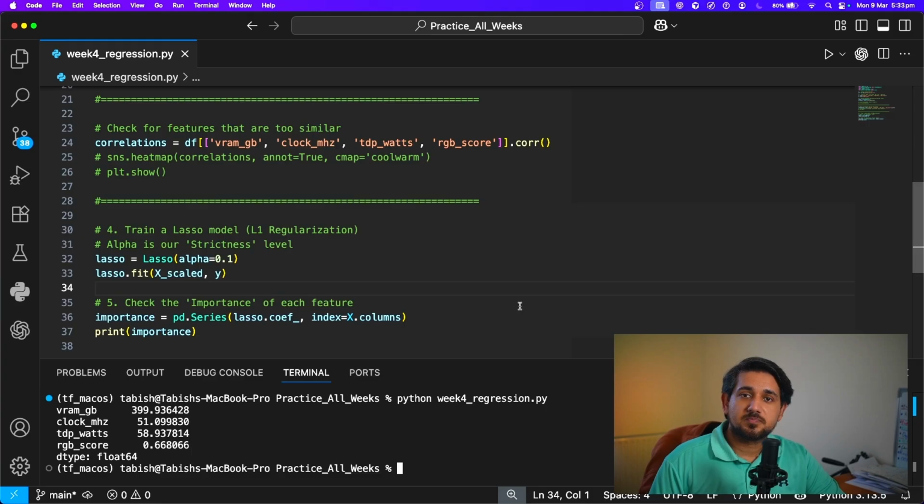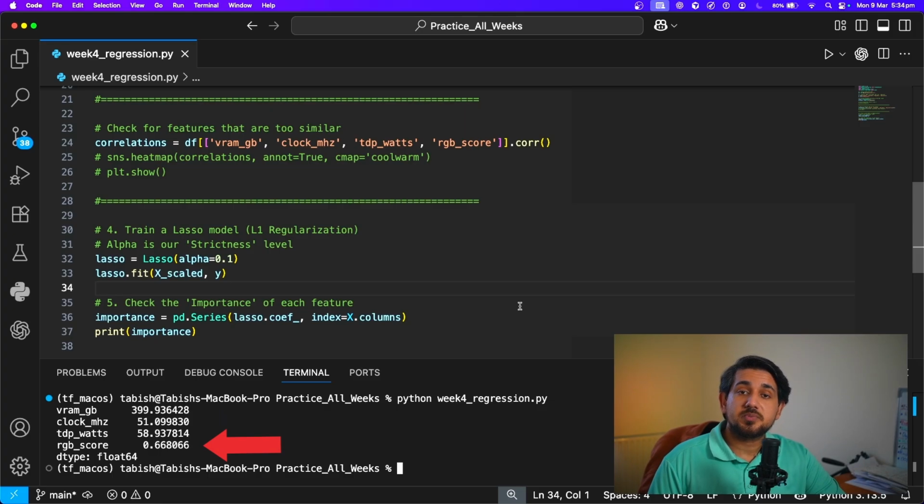Here's what this means. These numbers are the contribution of each feature to the GPU price. VRAM has a huge coefficient, about 400. That tells us that memory size is the biggest driver of price. Every extra gigabyte really moves the needle. TDP and clock speed also matter, but less than VRAM. Coefficients around 50 to 59. That's still meaningful, but smaller compared to VRAM.